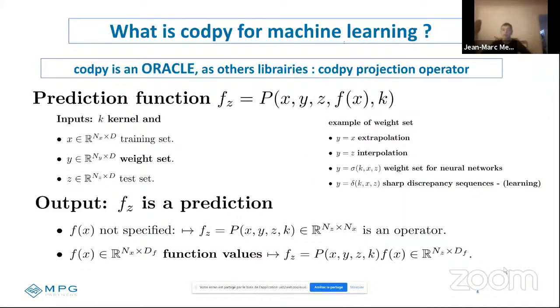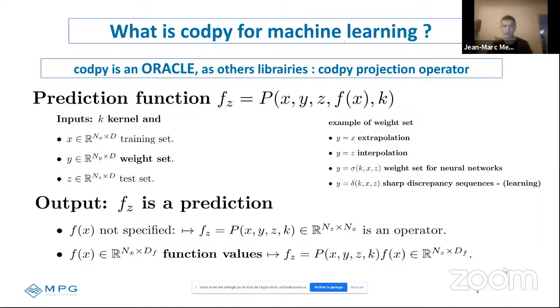So, we are talking about machine learning. What is our library for machine learning? It's Oracle, as with other libraries. It means that you have what we call a projection operator. This projection operator, if you are more used to artificial intelligence methods, is exactly the equivalent of a feed forward neural network, but it's a little bit more general than a feed forward neural network. So, as you can see, we have a predictor function. This predictor function takes as input a training set, a weight set, and a test set, and obviously a kernel that is adapted to your problem.